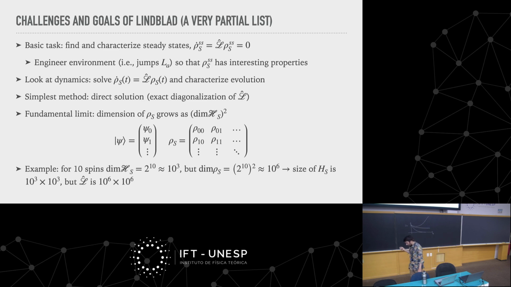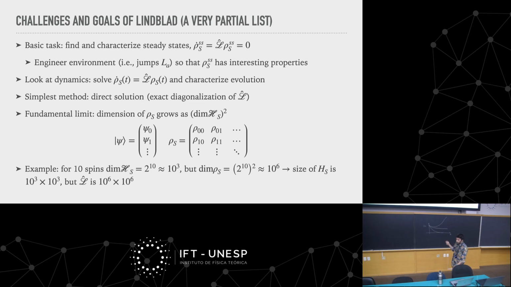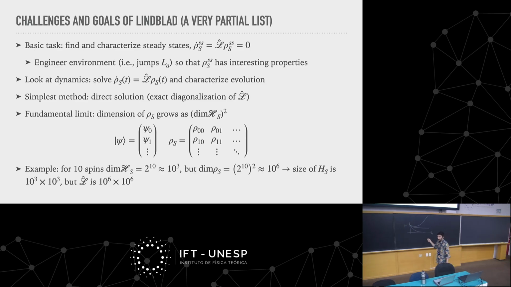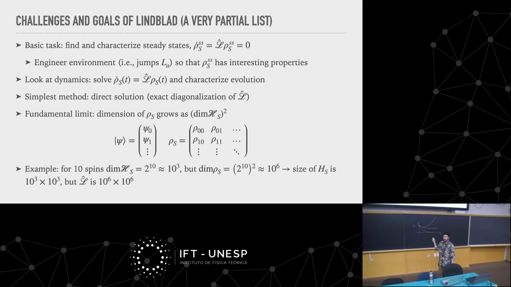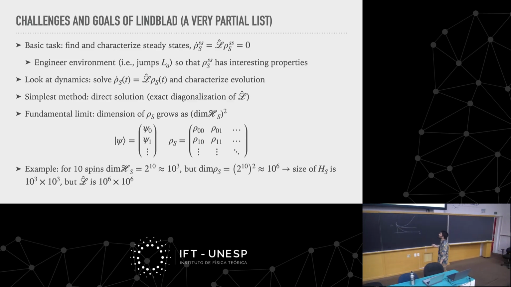The basic challenges of studying dynamics with the Lindblad master equation are, as I said, the very basic task is to find the steady state, and maybe find a set of jumps and Hamiltonian that gives you a steady state which you want because it has some interesting properties. Then we would like to solve for the full dynamics of the approach to the steady state, or maybe a dynamics which doesn't have a steady state, as we discussed a little bit earlier.